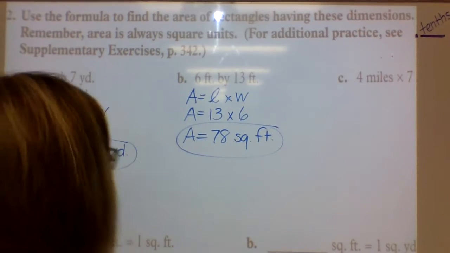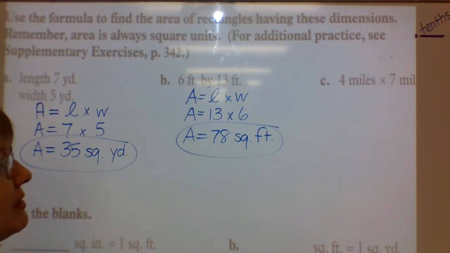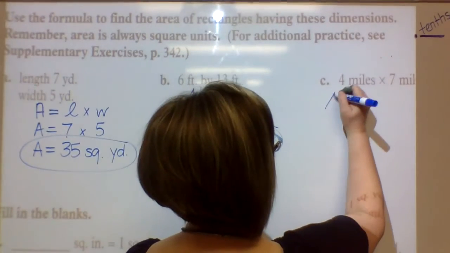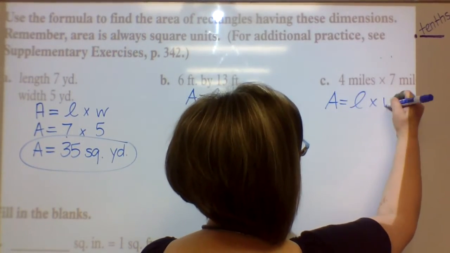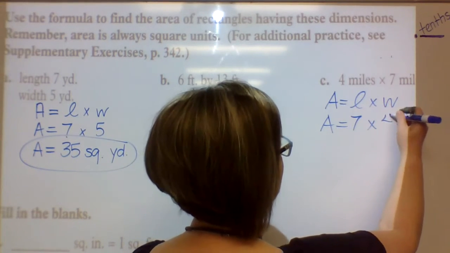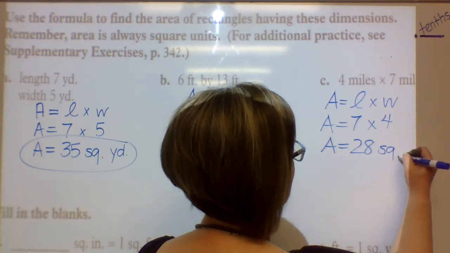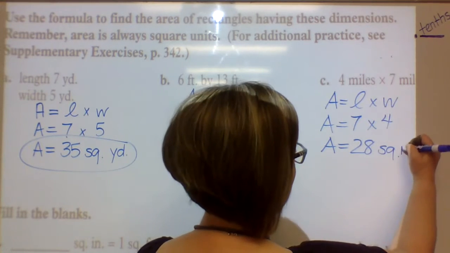Then this last one, which is slightly off the board here, 4 miles times 7 miles. So area equals length times width. Area equals 7 times 4. Area equals 28 square what? Miles.